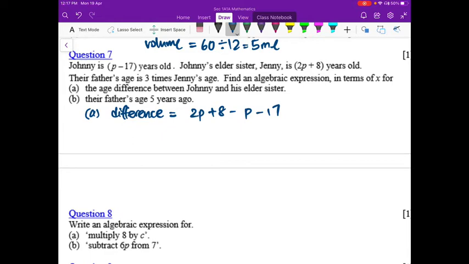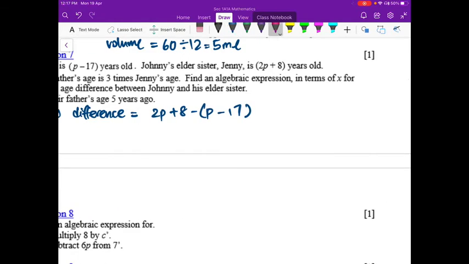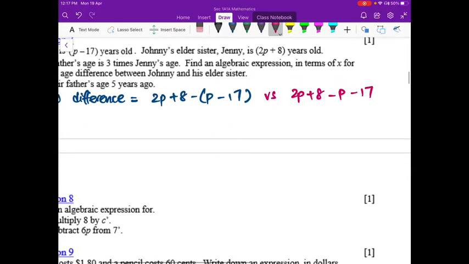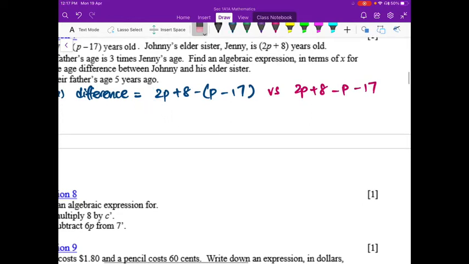Okay, so let's put bracket first and see what happens. Versus 2p plus 8, then without bracket, minus p minus 17. Let's see what the difference is. Yes. You put bracket for both. Okay. The first part, whether you put bracket or not, doesn't change anything. Let's do the one in blue first. 2p plus 8 minus p minus 17.